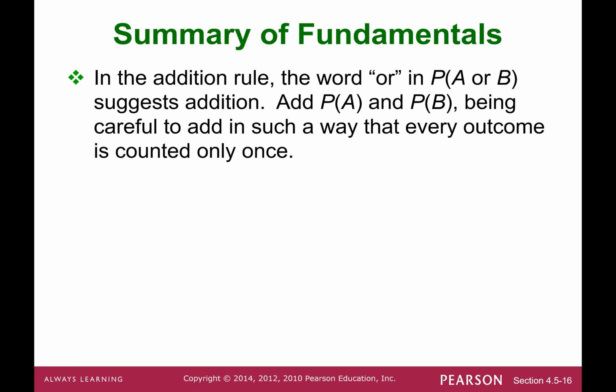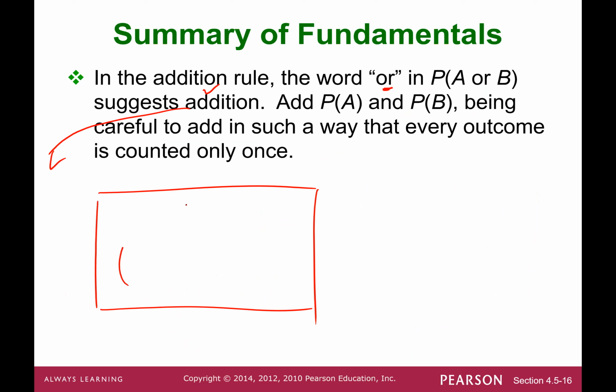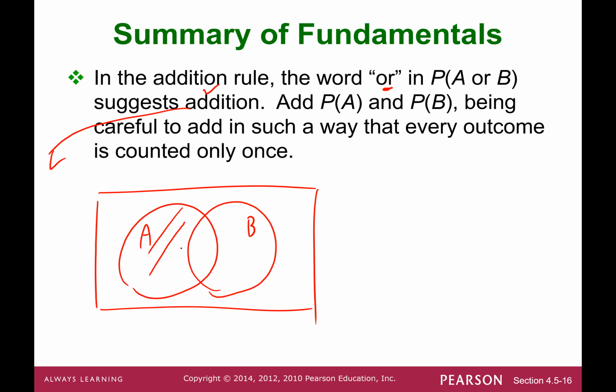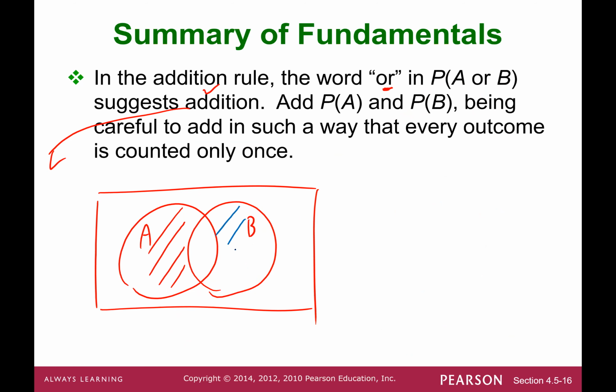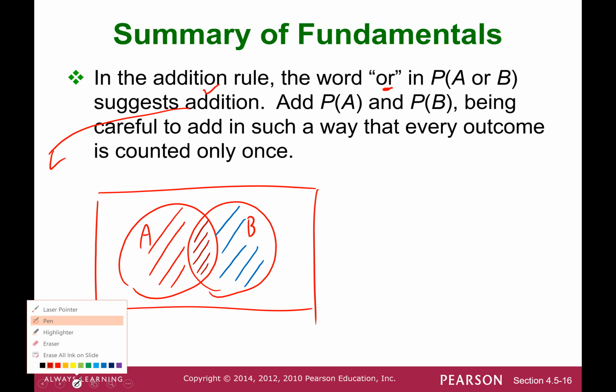So let's summarize what we talked about so far, right? From the addition rules, A or B indicates addition, right? Usually you draw the Venn diagram, event A, event B. A or B indicates everything in A, everything in B, and also the intersection. So 3 components here. Sum up all of those. And yep, that's the addition rule, right?